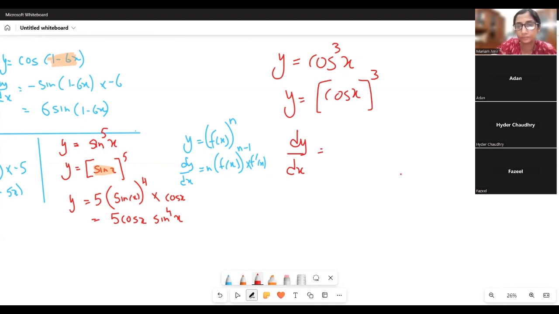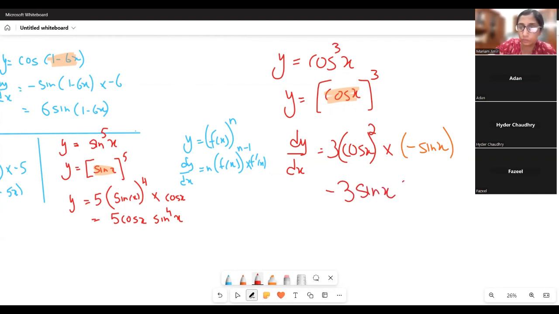Three comes down, bracket cos x, power gets reduced by 1, 2 times the derivative of cos x, which is minus sin x. So this is going to be minus 3 sin x, and instead of cos x whole square, I'm writing cos square x. Yes, that's good. Okay.